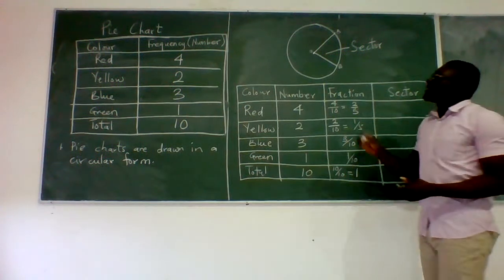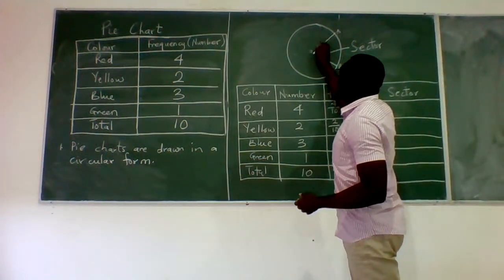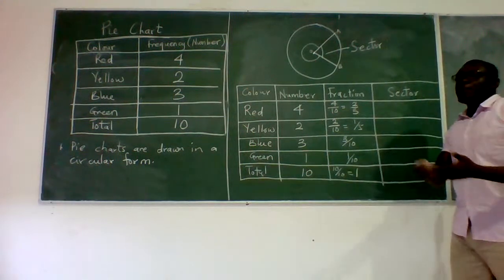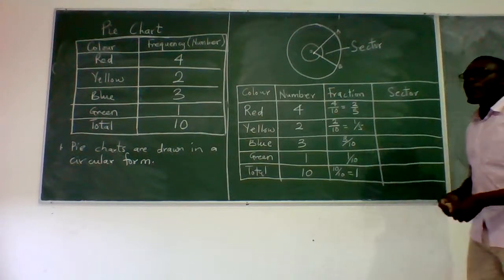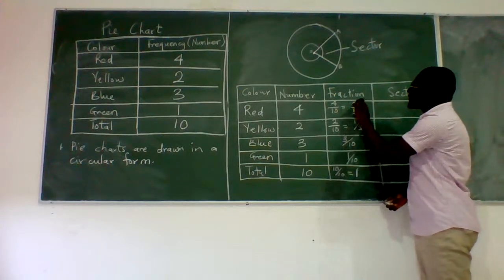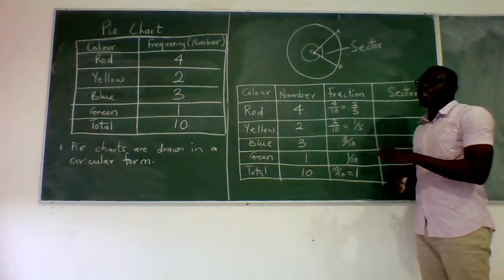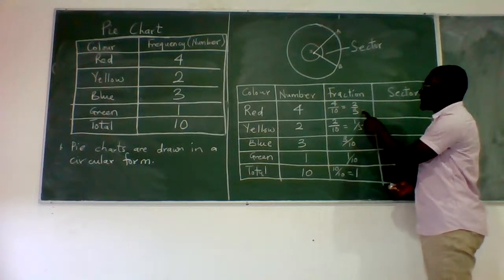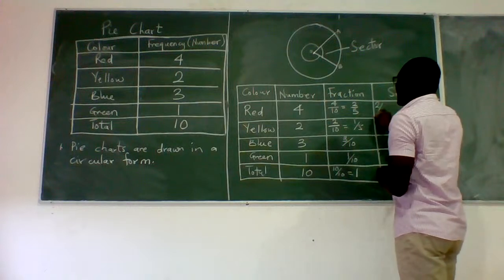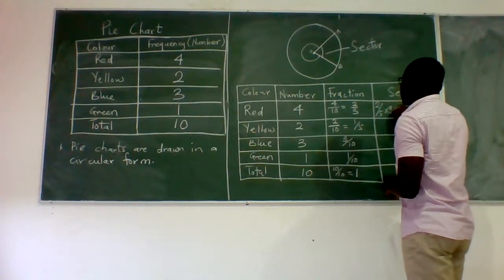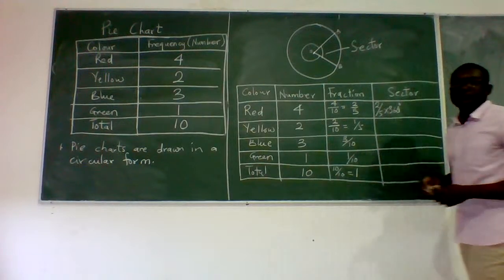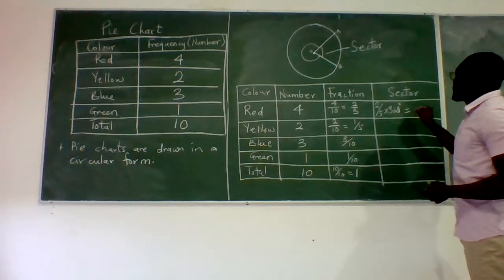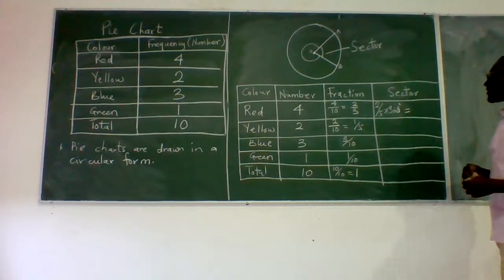We are saying that the sum of all the angles in this circle is 360 degrees. So if you want a part of it to represent something, all that you have to do is to multiply that fraction of the circle you need by the total sum of angles in there. So it means that the sector for this red color is going to be 2 over 5 times 360 degrees. So this side, you calculate and you see what it will give you.